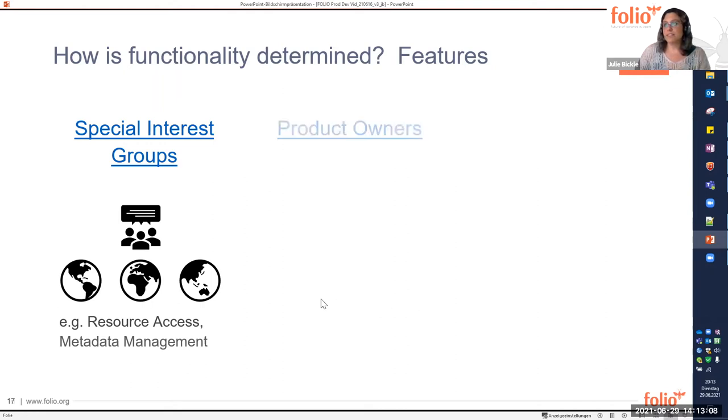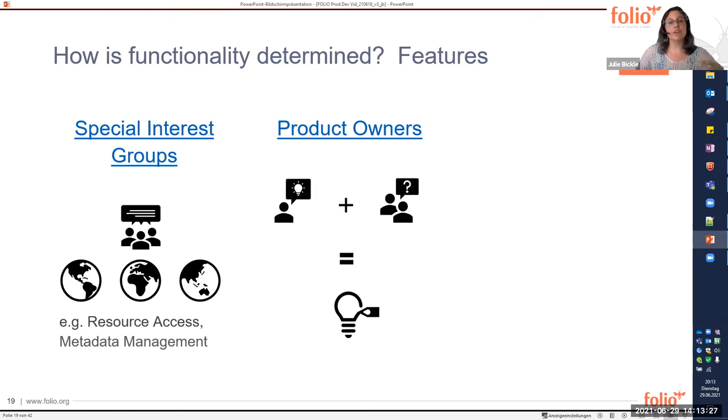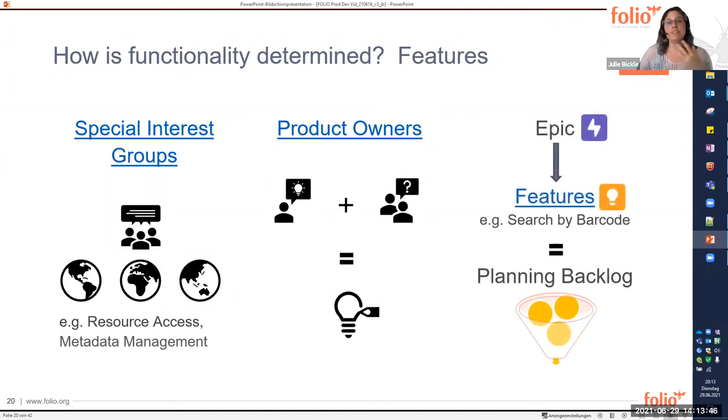During the SIG meetings, product owners may be present. As the name suggests, they are people who own or take ownership of developing parts of the FOLIO product. And these product owners, during the meetings, can bring ideas and discuss further development work with the experts of the SIG, sometimes in the form of mockups, or a SIG member may bring a topic dear to their heart to the meeting to discuss. And from these discussions, product owners will break the epics down into features, which are relatively self-contained pieces of scope. For example, search by barcode in the inventory app. And curating this planning backlog of features is a key role of the product owners.